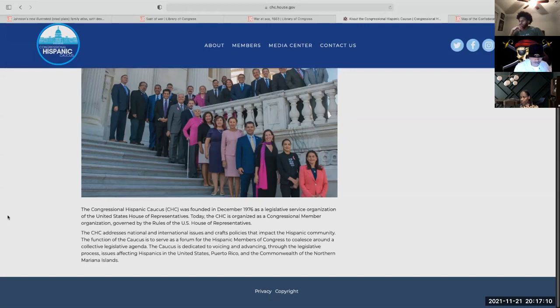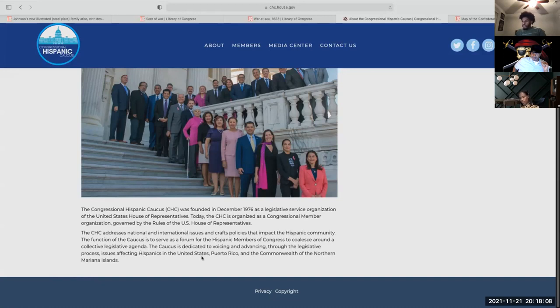Here we go. The Congressional Hispanic Caucus addresses national and international issues and crafts policies that impact the Hispanic community. They're specific in what they do. The function of the caucus is to serve as a forum for the Hispanic members of Congress to coalesce around a collective legislative agenda. It says nothing about other marginalized minorities, correct? Nope. Do we see the problem? Shit, you're not specific, man, and that's why I said they don't want this system to fall. They have nothing to fall back onto, and it's their fault because they're not specific in getting us anything we need. They're not saying African American community. Here, they're not even using the color, they're not even using Black community.